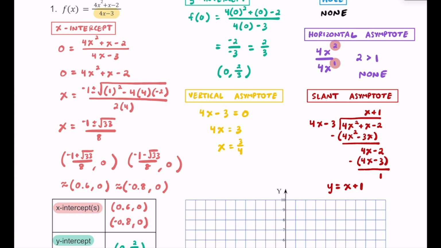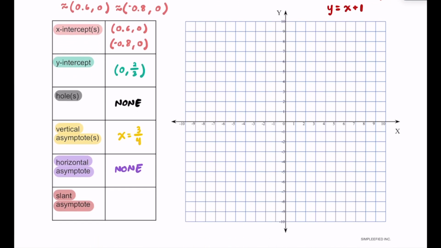That's all we really care about from this, is just going to be the top. You can go ahead and ignore that denominator, okay? So let's go ahead and just take that y is equal to x plus 1 and say that's going to be our slant asymptote.